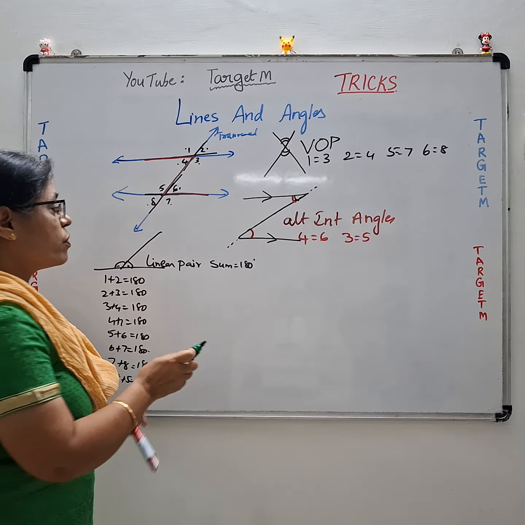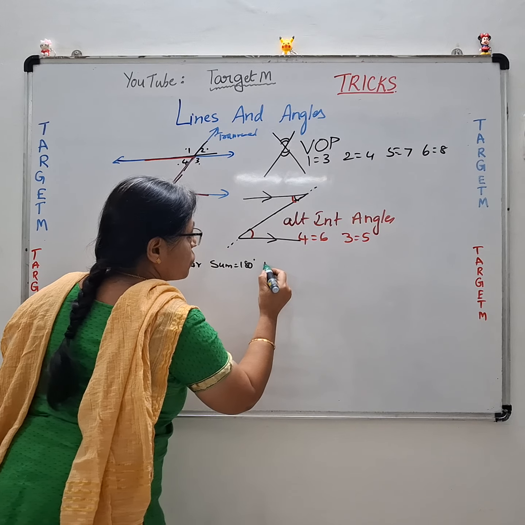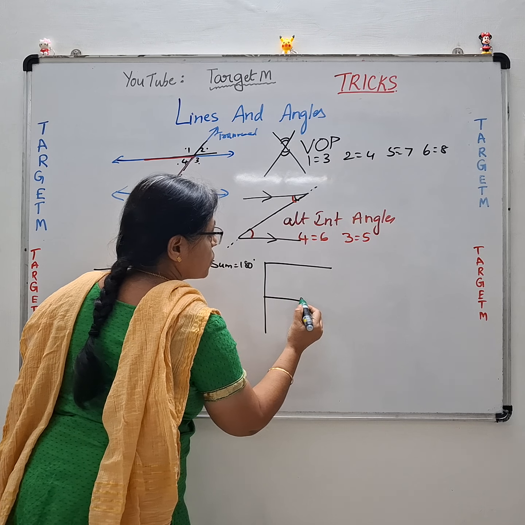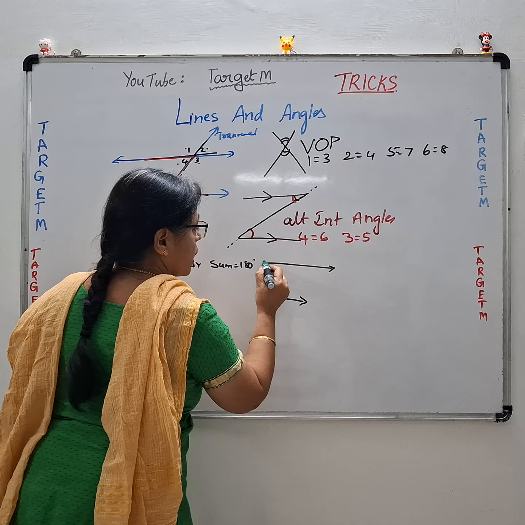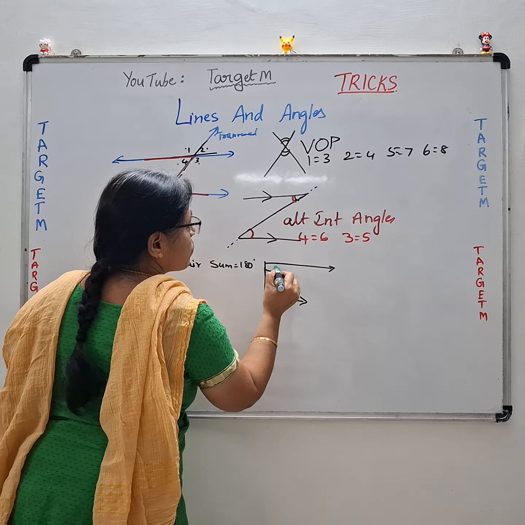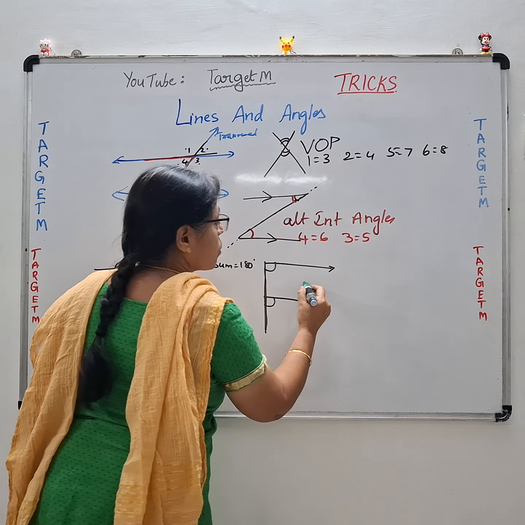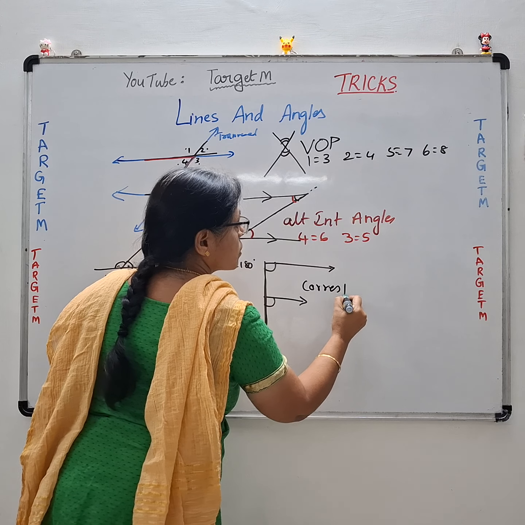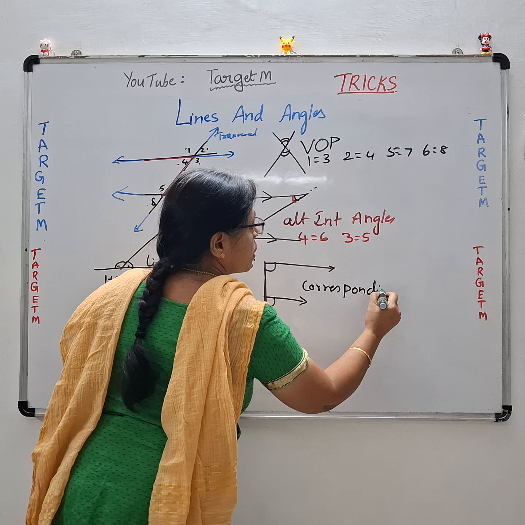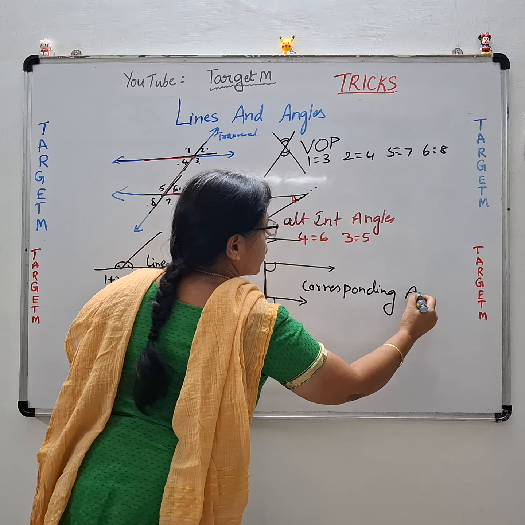Now let us come to the F shape. What is the meaning of F shape? These two lines are parallel. This is the transversal line. Then this angle and this angle are equal. These two angles are called corresponding angles. So remember, the F shape gives corresponding angles.